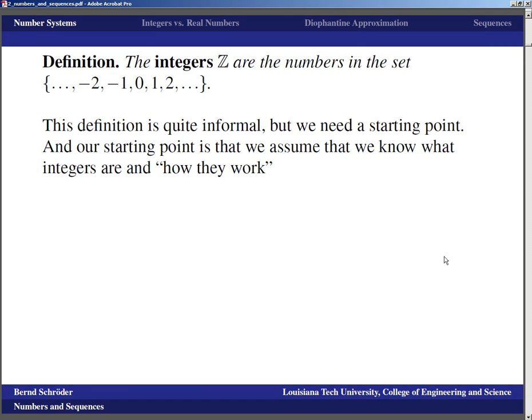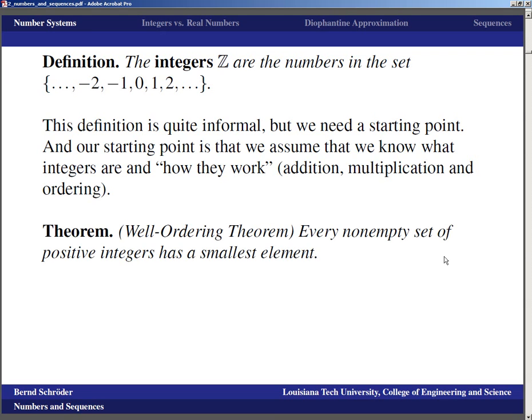So I'm not going to define what addition and subtraction is. I'm not going to define what multiplication is, and so on. And you may think, wait a minute, we have to define that. And yes, technically we would have to define that, and that's one of the things that the Fundamentals of Mathematics course is about. So we assume that we know addition, multiplication, and ordering, and all those other things. And well, then we can also state the following.